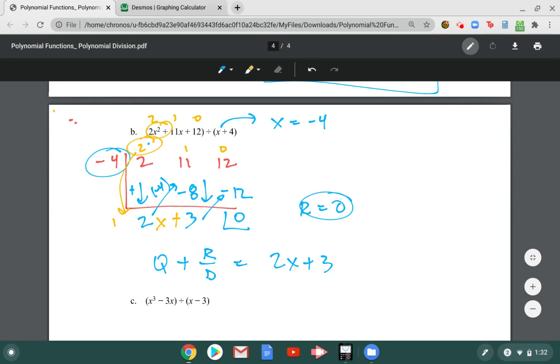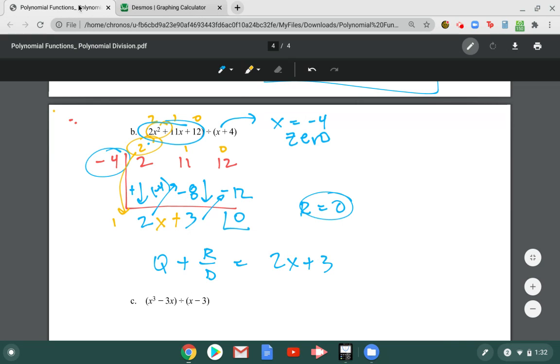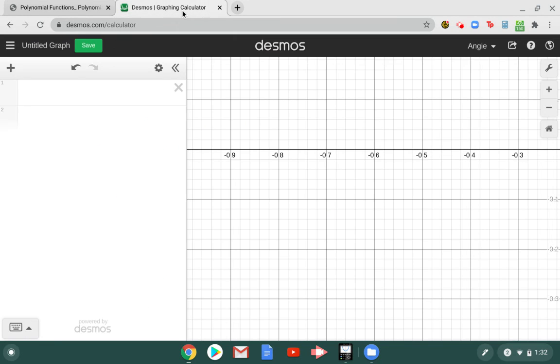I want to put this polynomial, my dividend, into Desmos, and I can show you why we are calling that -4 a possible 0. I keep saying that, but I haven't actually shown it to you yet. So I'm going to graph 2x squared plus 11x plus 12. So f of x or y is equal to 2x squared plus 11x plus 12.